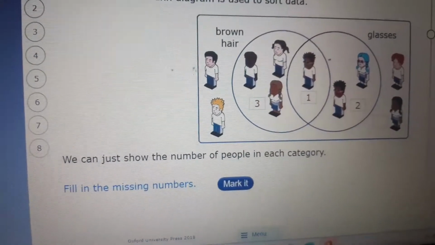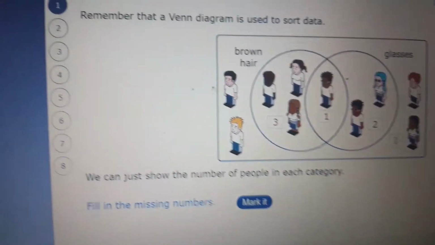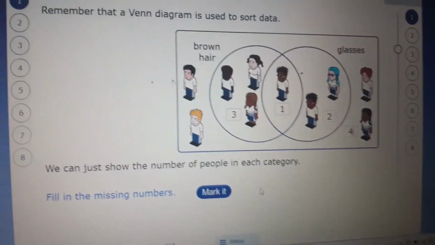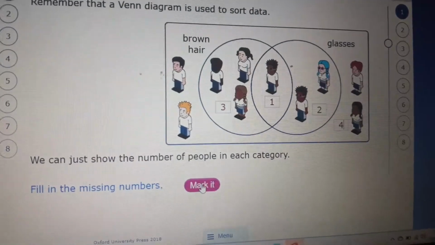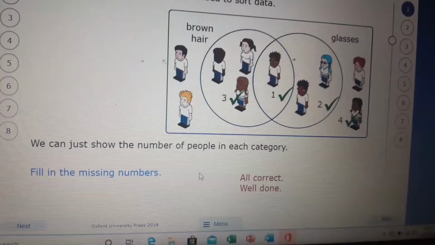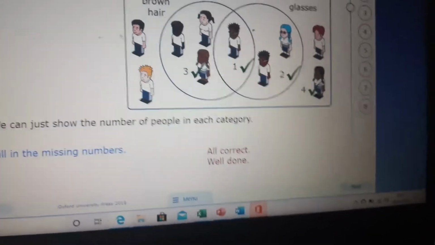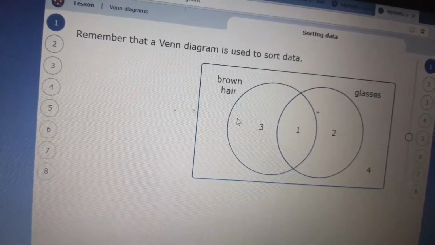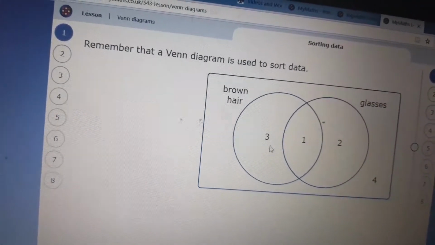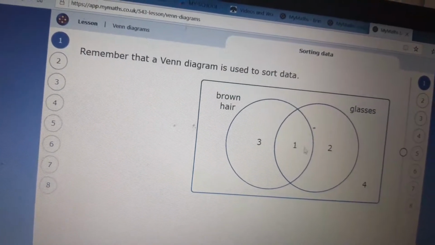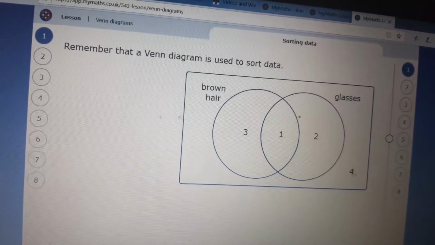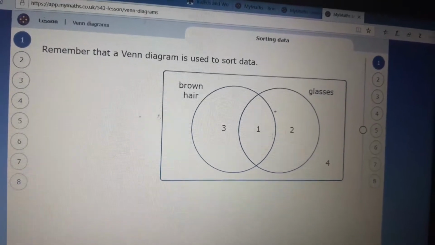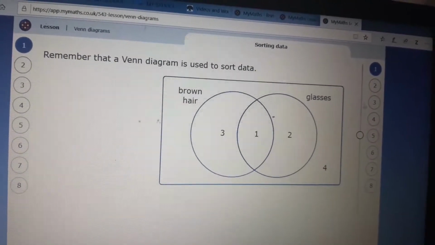And on the outside, we have 4 people who neither had brown hair nor glasses. So we'll just mark that and see how we got on. All correct. Okay. So when we take all the drawings away, this is what a normal Venn diagram would look like. 3 people in this group, 1 person in this group, 2 in this group, and 4 in this group. So you wouldn't ever be drawing all those pictures. Those pictures are just there to explain to you what it's all about.